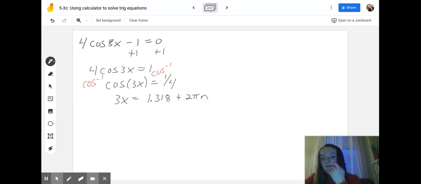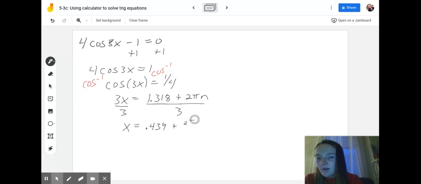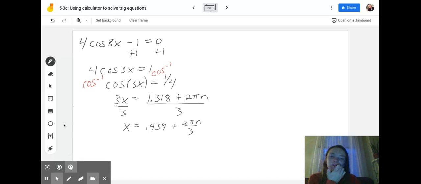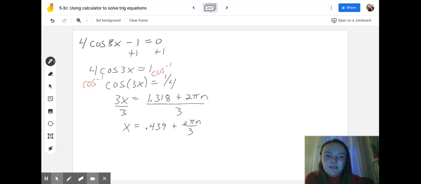All right, so all I really need to do here is divide by 3 on every single piece. And so what I'm going to get is that x is going to equal 0.439 plus 2 pi n over 3. But if I think about just the general nature of cosine, I should have 2 solutions here. In fact, think about it. Anytime I have a cosine function or a sine function, I should have 2 solutions.